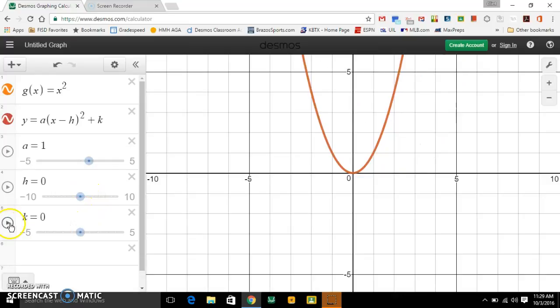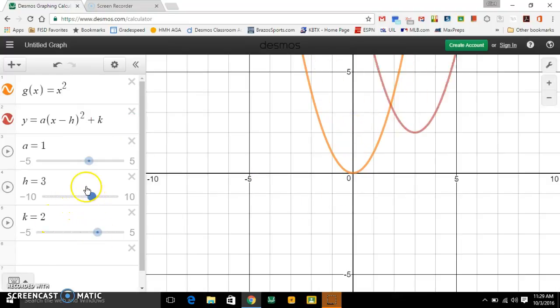So then what is K going to do? It's going to vertically translate the graph the exact same way we did with the absolute value functions. So if K is -1, the y value of the vertex is -1. If K is 2, the y value of the vertex is +2.